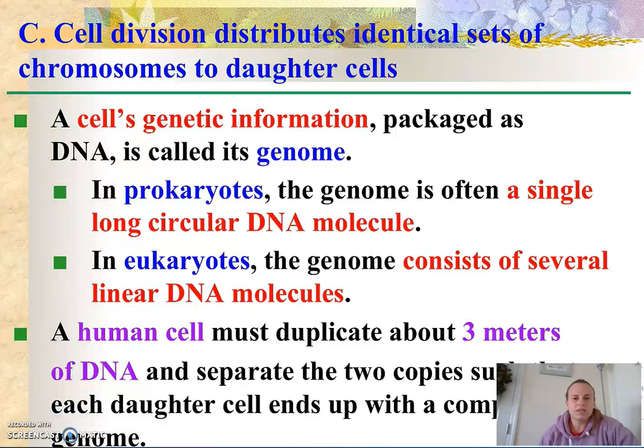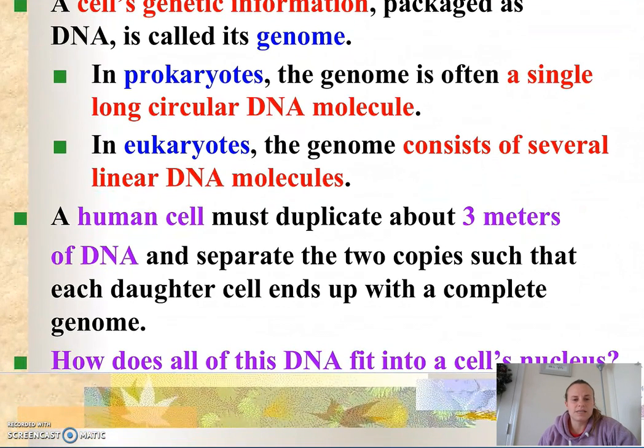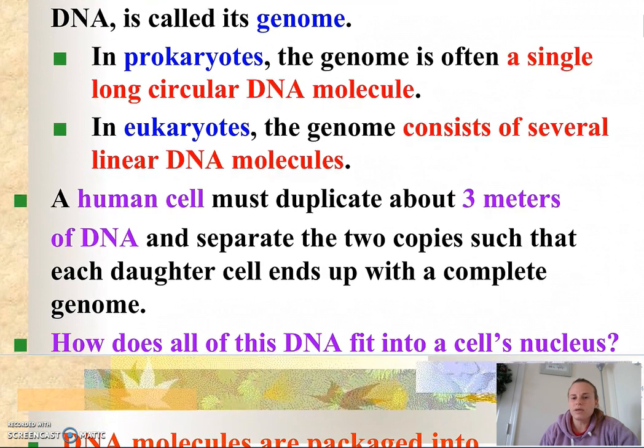So the genetic information that's found in organisms is known as its genome. That genome varies from prokaryotes to eukaryotes, which we've discussed before. In prokaryotes, it's a single long circular DNA molecule called naked DNA, because the DNA isn't wrapped around histone proteins, whereas in eukaryotic organisms, the genome consists of several linear DNA molecules, where that DNA is wrapped around histone proteins. Therefore, it is not naked, and it is referred to as a double helix.